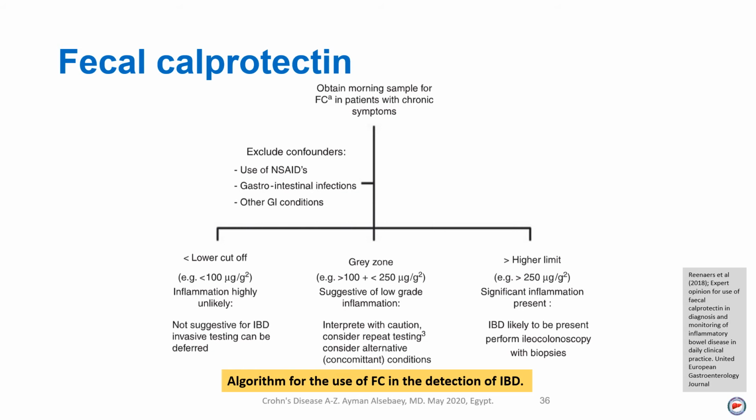In fecal calprotectin, in this slide, before measuring the fecal calprotectin, you have to exclude any NSAID intake or any infection, okay? If we find that it is high, more than 250, it is more associated with inflammation and the likelihood of irritable bowel disease is less, okay?